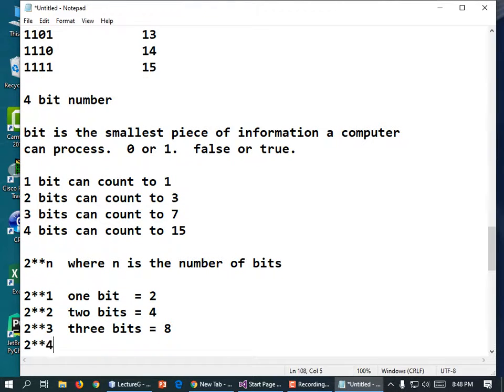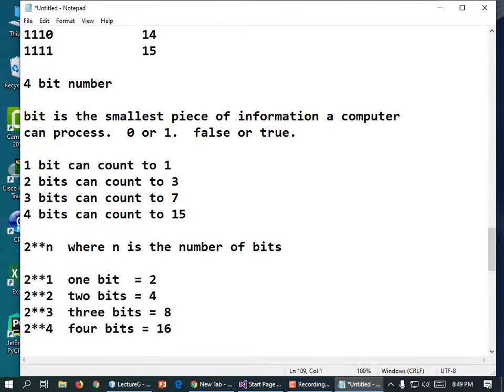2 to the power of 4. Now, I'm not going to keep going 5, 6, 7, and 8. I'm going to skip to 8, and then 16, and then 32, and 64. So 4 bits can give you up to 16, 0 through 15. 16 different possible values. 2 to the power of 8 is 256. So the highest value that can be stored in 8 bits is 255.